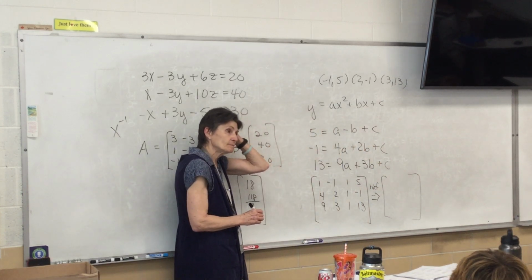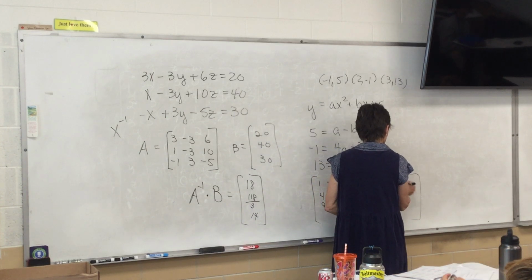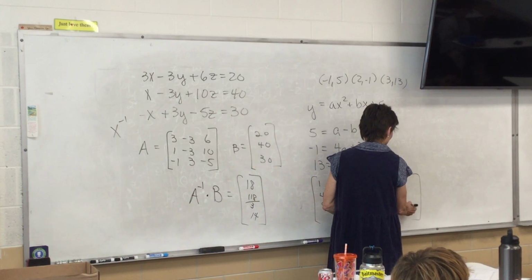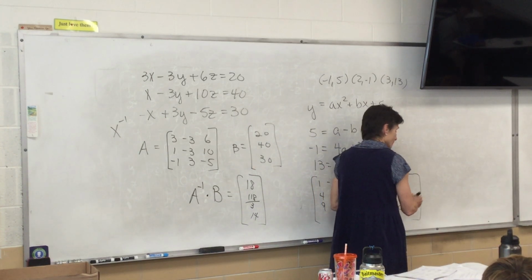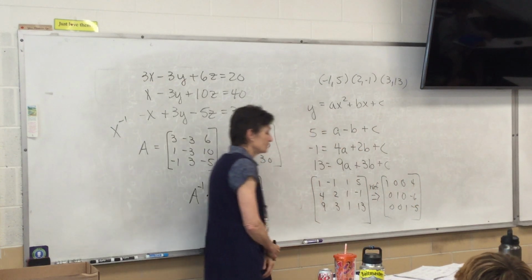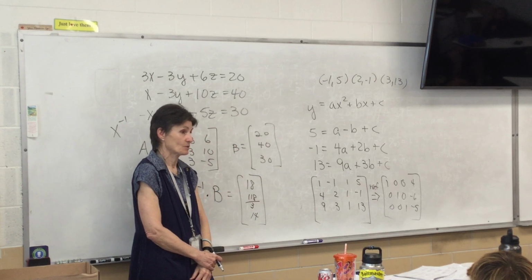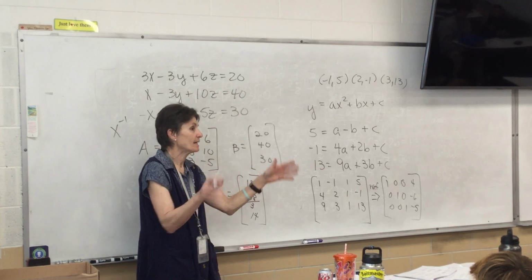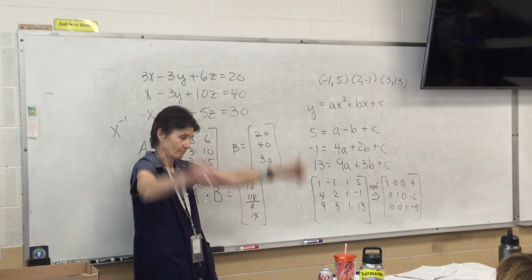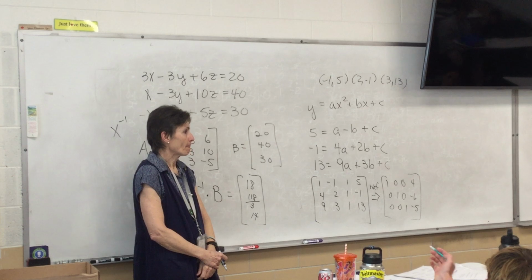Anybody else doing that? Seth, you got it done? 1 0 0, 0 1 0, 0 0 1. What's my last column? 4, -6, -5. Before we talk about the answer, I want to make sure somebody else got that. Anyway, somebody else got that. Okay.